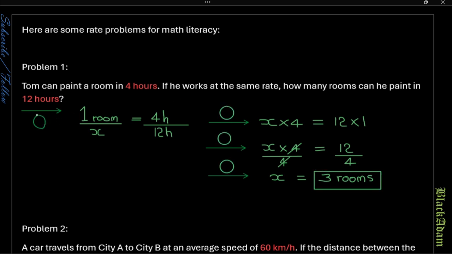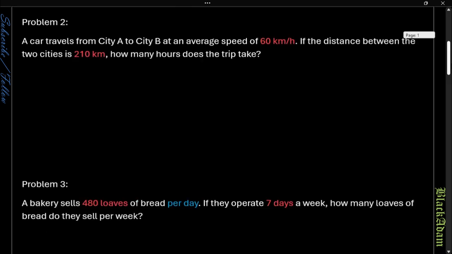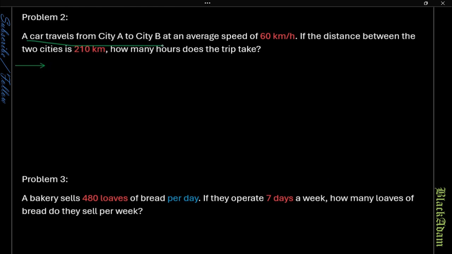Okay, step 1, step 2. So that's our step 1. We just give the original ratio. 1 room is equals to 4. And then step 2, we cross multiply. And then step 3, we simplify, divide both sides by 4. And step 4, that's our answer, which is x is equals to 3. That's how it works.